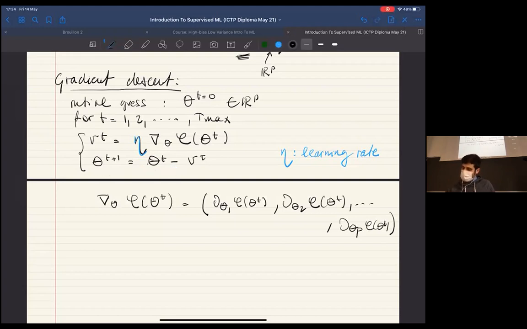Is this rule clear? What is actually going on with this rule? You are just following the steepest descent. This gradient descent algorithm is also called steepest descent. You are looking locally around you, you look where the gradient is the stronger, and you follow it by a step controlled by this learning rate. So this is a purely local algorithm. It just looks at what is going on around your estimate at time t.